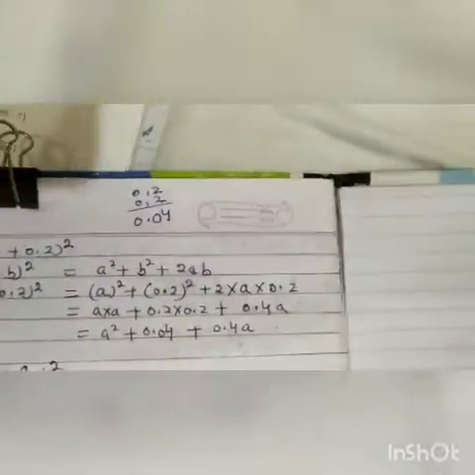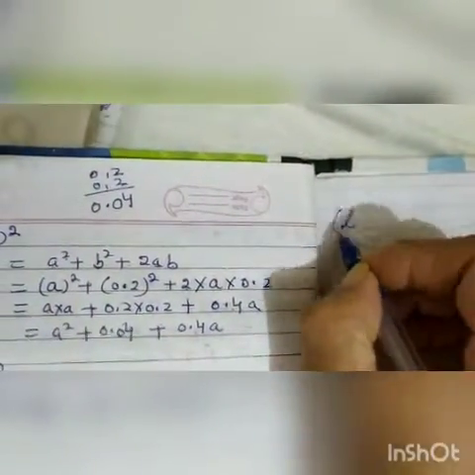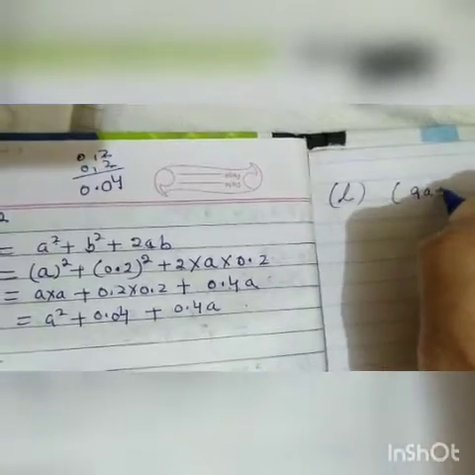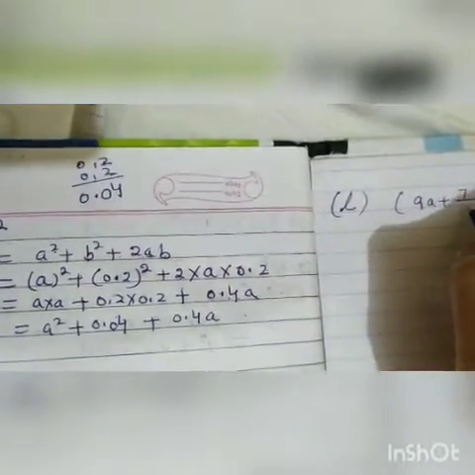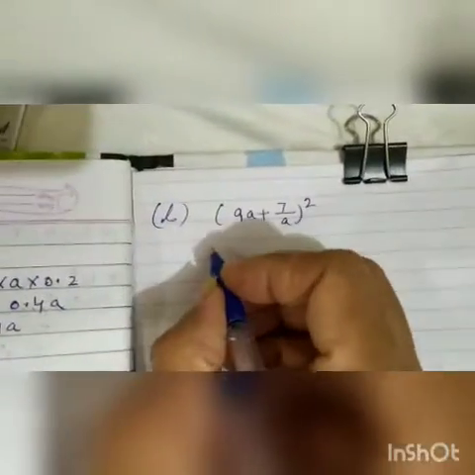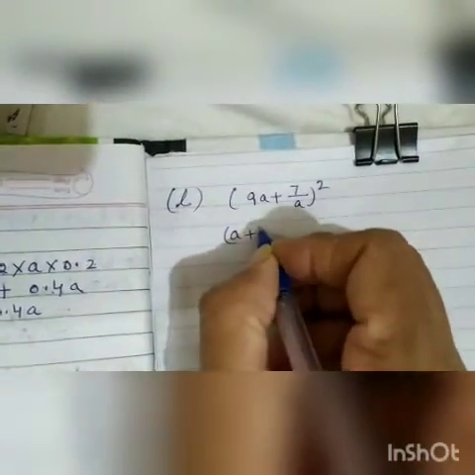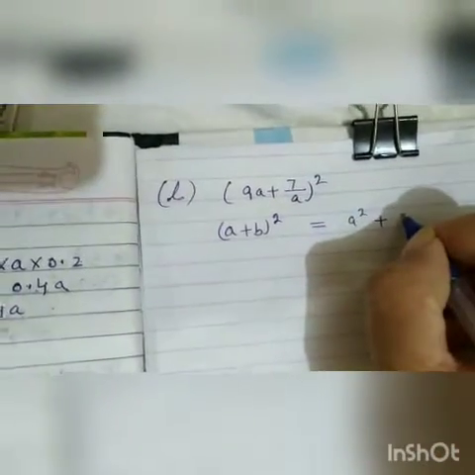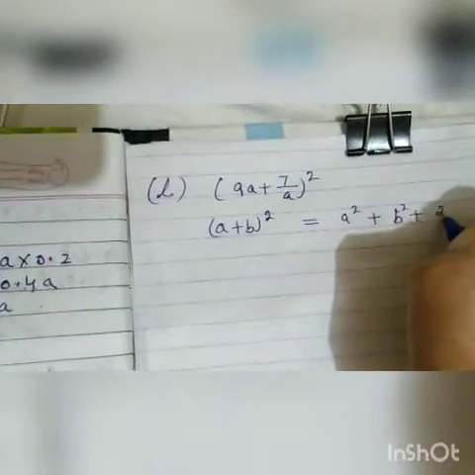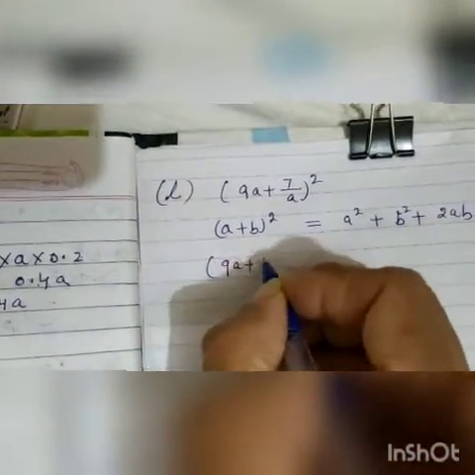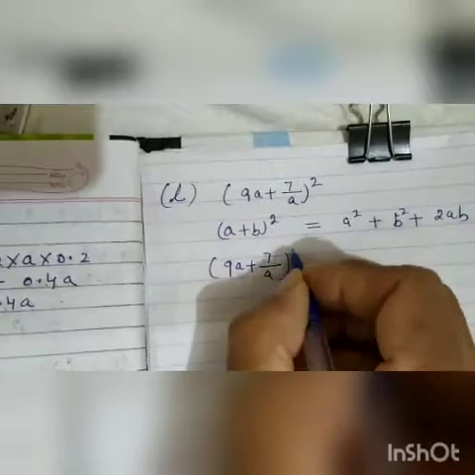Now next part L. L is (9a plus 7 upon a) whole square. Again we will write the identity with plus sign. (a plus b) whole square is equal to a square plus b square plus 2ab. Here a is 9a and b is 7 upon a.